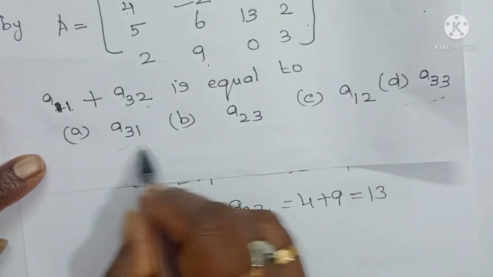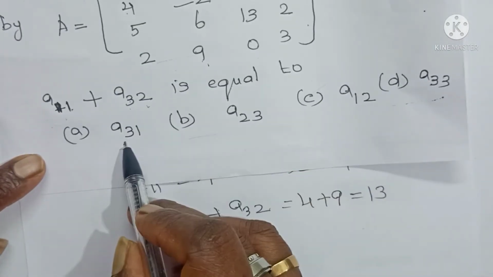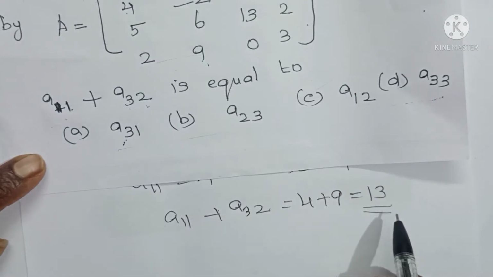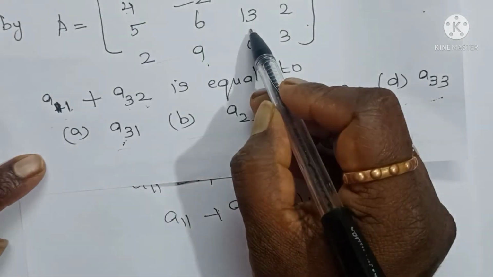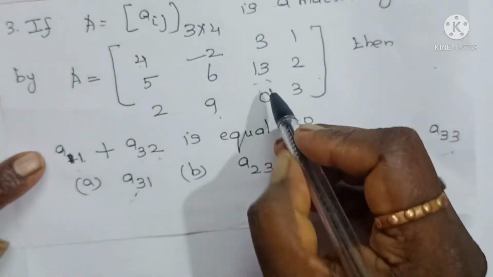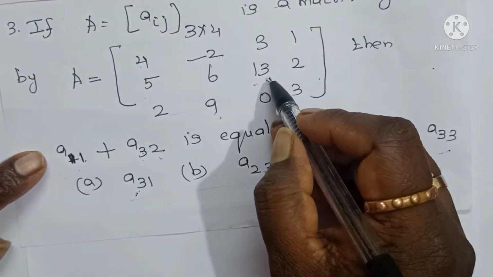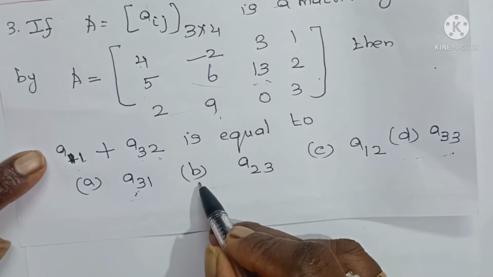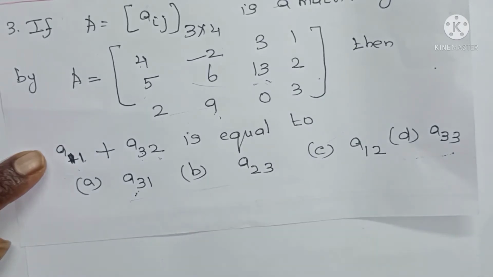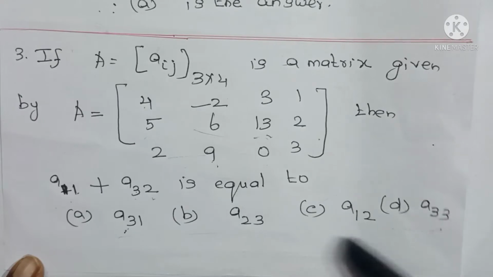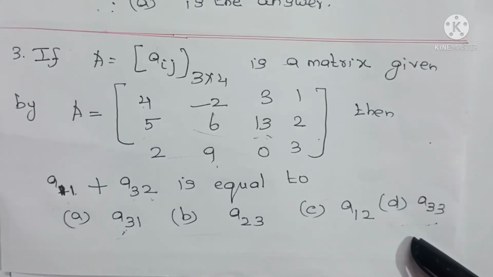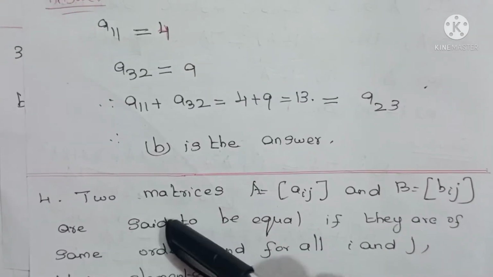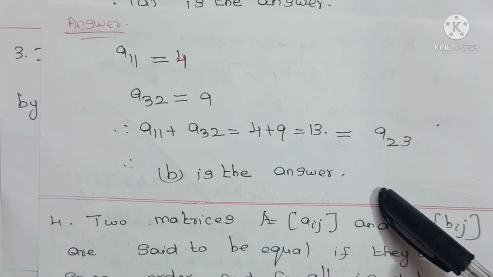Then here they did not give the answer directly. They have given options like A31, A23 and so on. So you have to find where this 13 is present. So here, second row, third column. So A23. So what is the answer? Option B is the answer. So this is the problem. Then this is the answer. If you want, you can write it down.